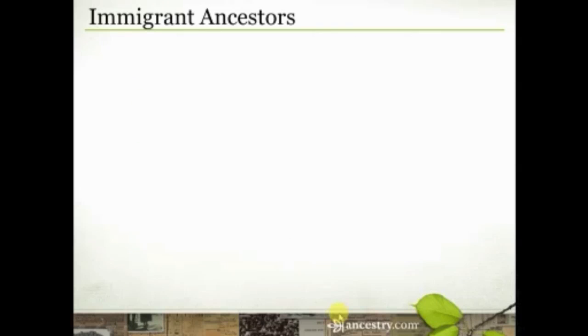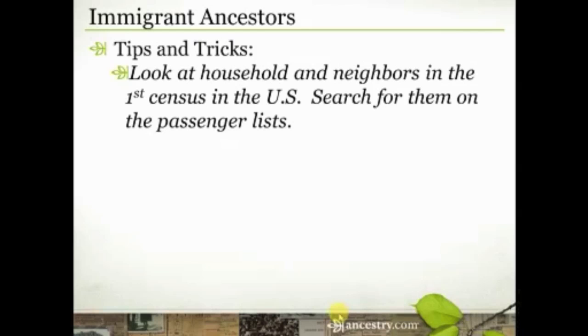Now, let's talk specifically about some tips for those late 19th century immigrant ancestors. There is some variability in the way that their naturalization or their immigration was recorded, and so we want to make sure that we know how to find them. One of the first tips that I would give you is look for that first census after they arrive in the United States. So for example, if you have an ancestor who arrived from Ireland in 1878, look at that 1880 census. Pay really close attention to who else is living in the household, but also pay close attention to those neighbors.